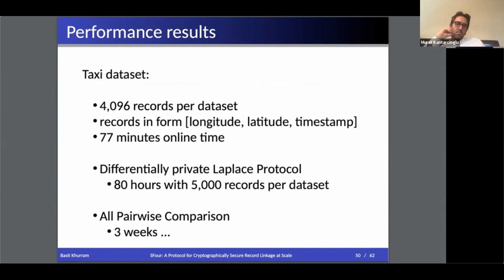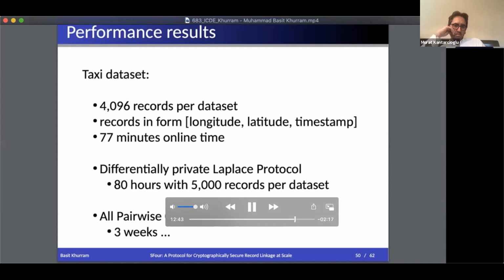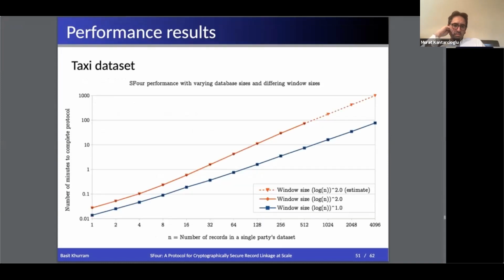And then there's the all-pairwise comparison approach that I mentioned at the beginning, the approach that runs in quadratic time. This approach will take around 3 weeks to complete the same task. Here we have a graph of the results. On the y-axis, we have the time taken to complete the protocol. On the x-axis, we have the number of records in the data sets. There are 2 lines here because we experimented to see what happens if we change the window size. Our experimental results confirmed our theoretical prediction of an n log n runtime with a window size set at log n.